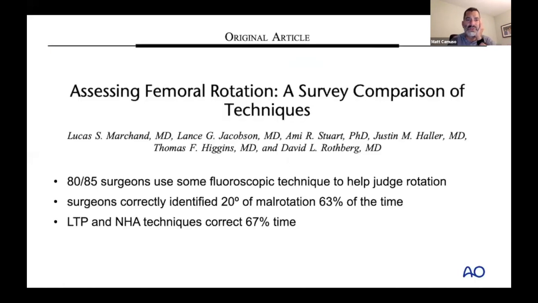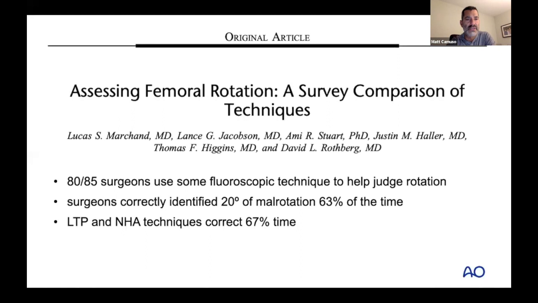And so they surveyed the OTA. They got about 85 surgeons to respond, and only about 80 responded completely. At least 80 out of the 85 said that they used some fluoroscopic technique in general to help judge reduction when they're nailing femurs on their own. When they then asked them to look at the images that they had saved, the different rotational images using the 3 different techniques, they found that surgeons could correctly identify more than 15 degrees.